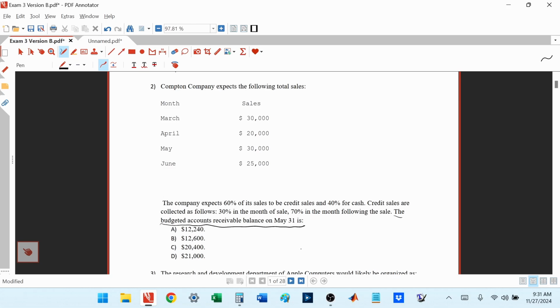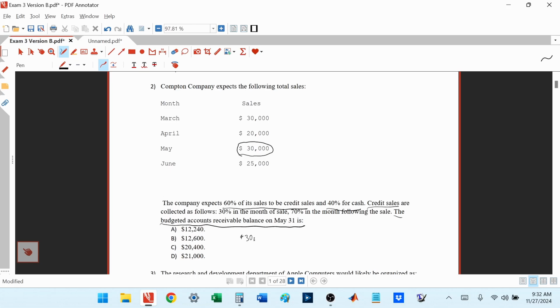All right. So in May, we expect to sell $30,000 worth of our product. 60% of those sales will be credit sales, and 40% will be cash sales. And then the credit sales are collected as follows: 30% in the month of sale, 70% in the month following the sale. So we only have an account receivable with a credit sale, right?